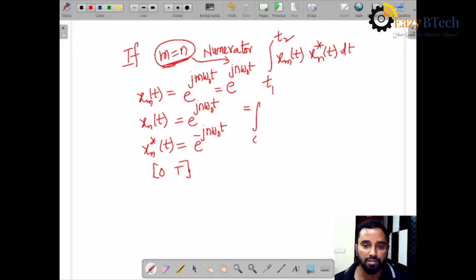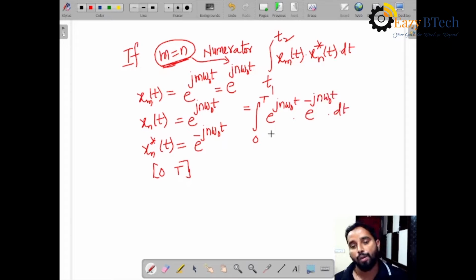Here the lower limit is 0, the upper limit is T. x m of t, taking n and m both equal, becomes e power j n omega naught t into e power minus j n omega naught t dt. Now e power plus j n omega naught t times e power minus j n omega naught t becomes 1. So the integral from 0 to T of 1 dt.